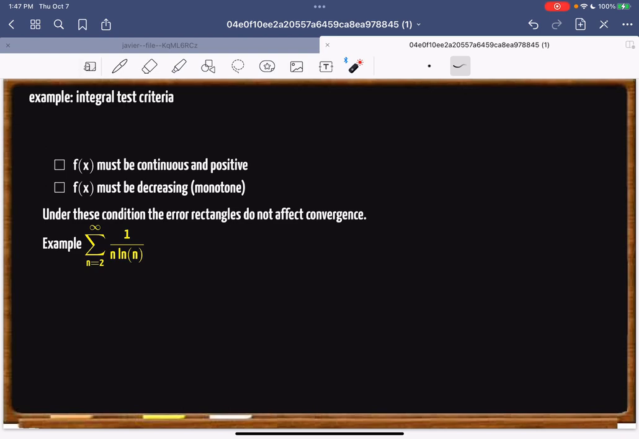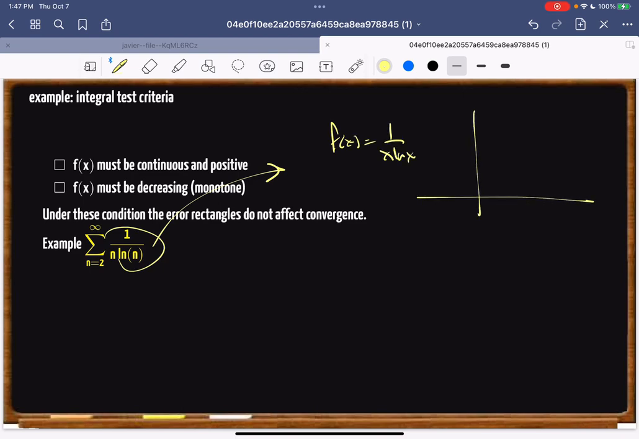Let's take, for example, this problem. Now, I'm going to make a picture of it. Let's make a picture of the function f of x equals 1 over x ln x. If I put it on a graph, you'd see that it looks like this. The larger the x's get, the more the function decreases. It never really goes back up. As x gets bigger and bigger, the denominator gets bigger, so the quotient is smaller. It's clearly monotone.